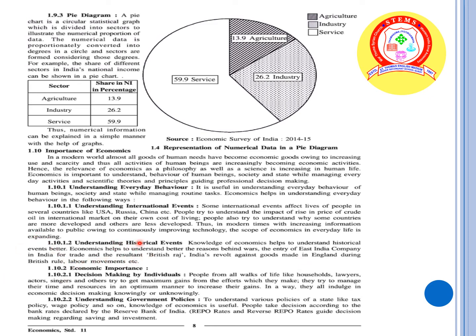So the second one is to understand the historical events that took place before. The reasons behind such wars that took place in the past, the entry of the East India Company for trade and the resultant British Raj, then India's revolt against goods made in England during British rule, and the labor movements. All these movements, all these wars, everything that took place in history, we can understand with the help of economics. That is why economics plays an important role, which comes under the heading of importance of economics.